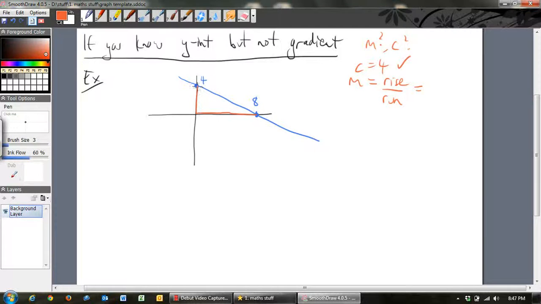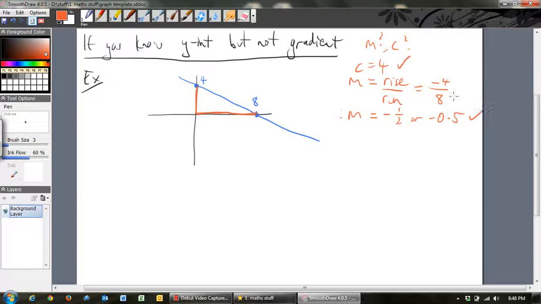Okay. Firstly, what is its rise? Its rise, it's going down, and it goes down from 4 down to 0. So its rise is -4. It goes down by 4. And then it goes across to the right by 8. And so it's positive 8 there. So M is equal to rise over run equals -4 over 8. And if we simplify that, M equals -4 over 8 is -half. Or -0.5, however you want to write that. Okay, so that's the gradient.